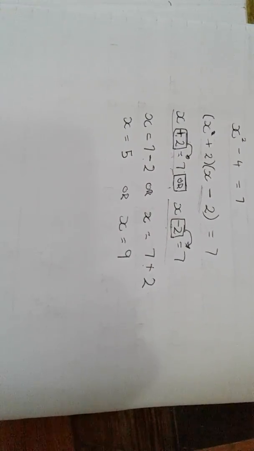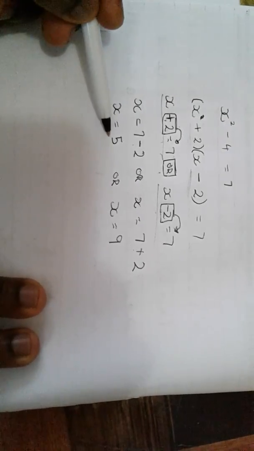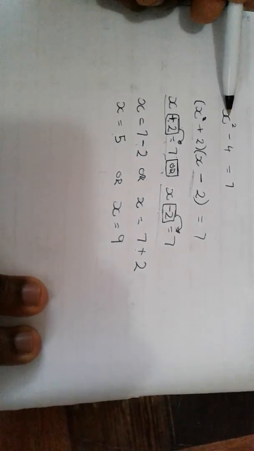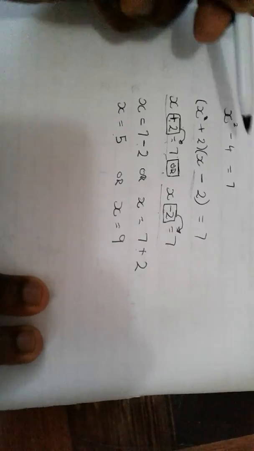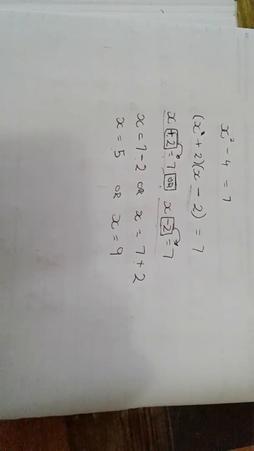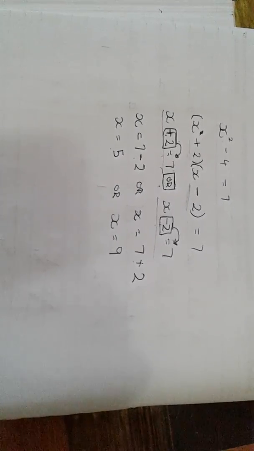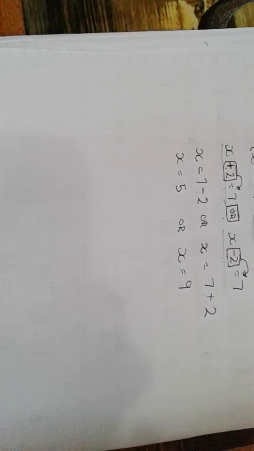Got it? Good. Now, what you will notice is that if you take this one and substitute it here, take this one and substitute it here, you're always going to get 7. In some way. So we are done with solving for x. I'm going to teach you more things in our next video.